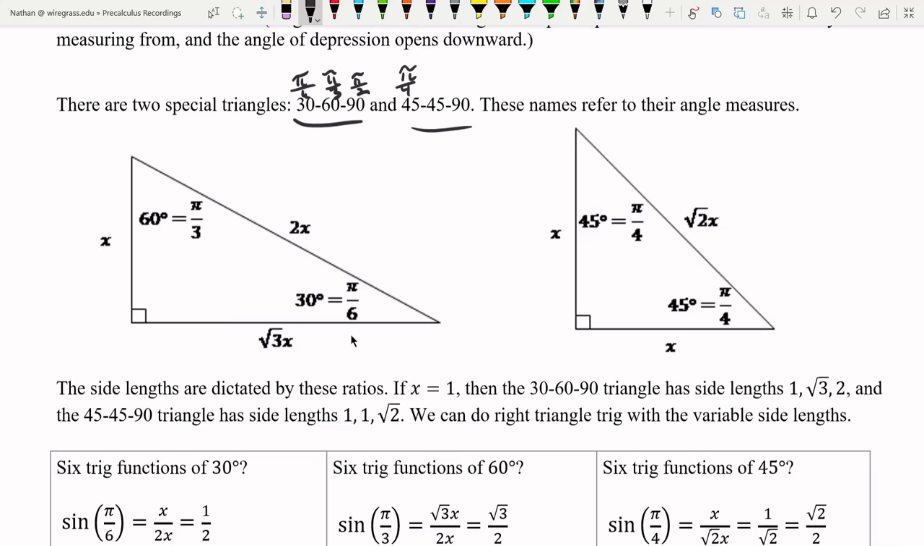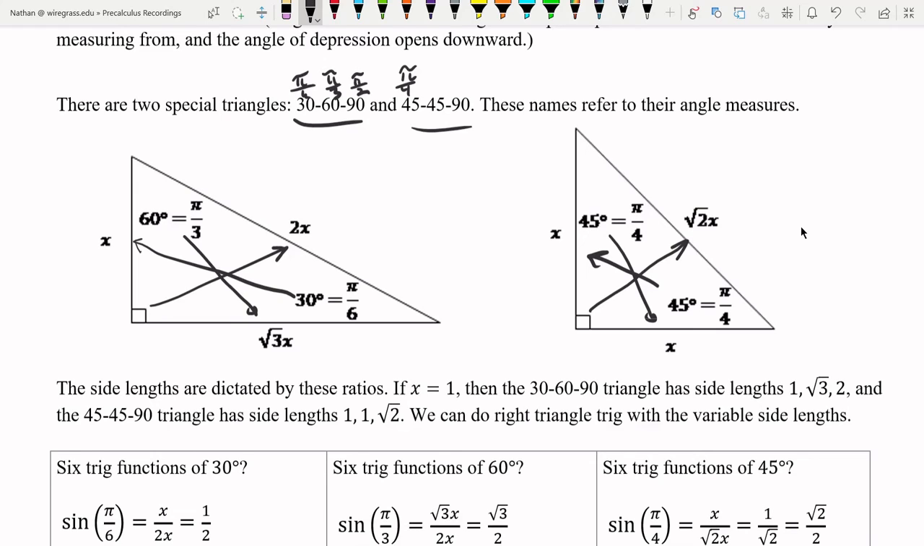And really what's interesting about these is they have unique side lengths. So if this is a 30, 60, 90 triangle, then the side opposite the 30 is going to be x. The side opposite the 60 is going to be root 3 times x. And the hypotenuse is always going to be 2 times x. It's always going to satisfy these ratios. For the 45, 45, 90, the sides opposite the 45s are going to be the same, x and x, and then the hypotenuse is always going to be root 2 times x.